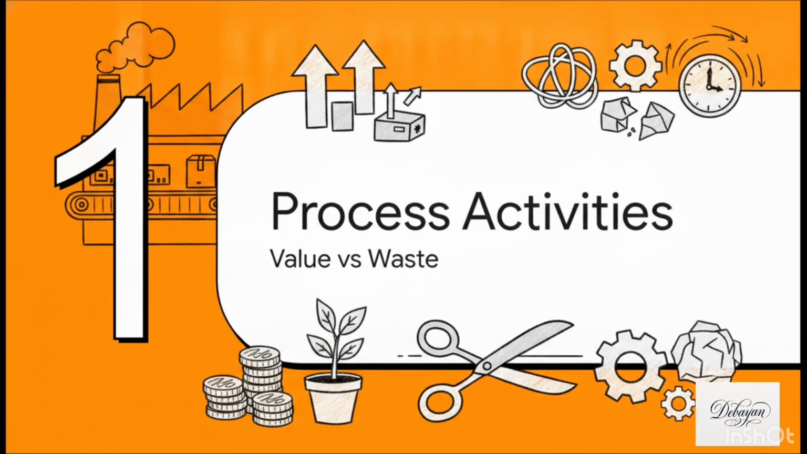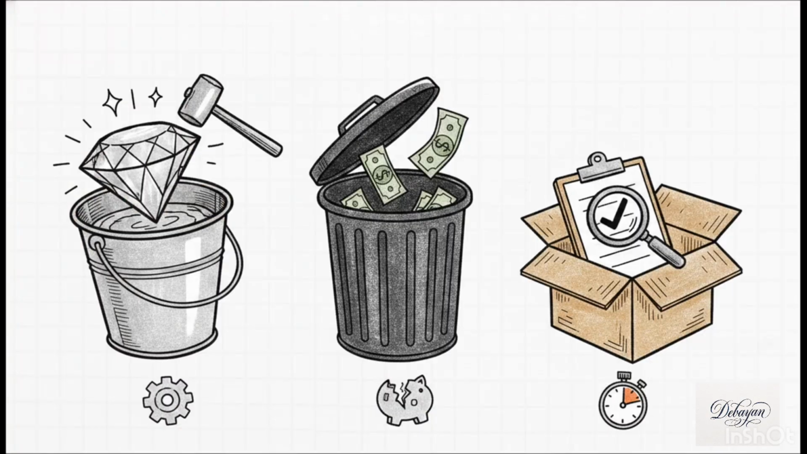Section 1. Types of process activities. So to cut costs, we first really need to understand what actually counts as work on the shop floor, because as you'll see, not all effort is created equal. Every single action your workers and machines perform falls into one of 3 buckets. First, we have value-added work. This is the gold right here. These are the actions the customer actually pays for. Basically, any process that physically changes the shape or form of the product, like machining or cooking.